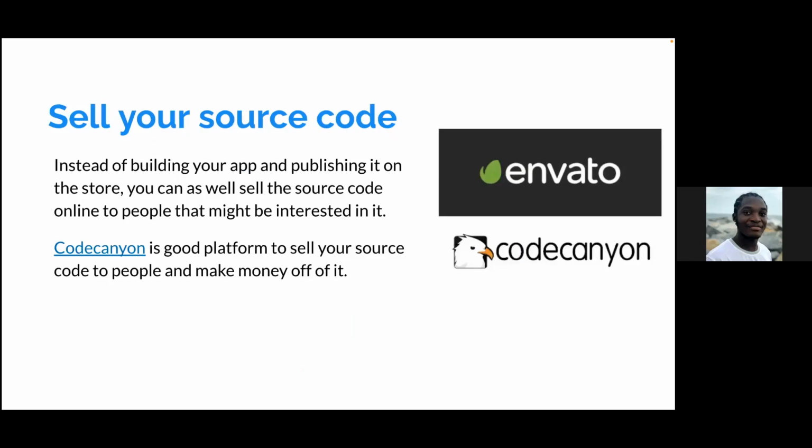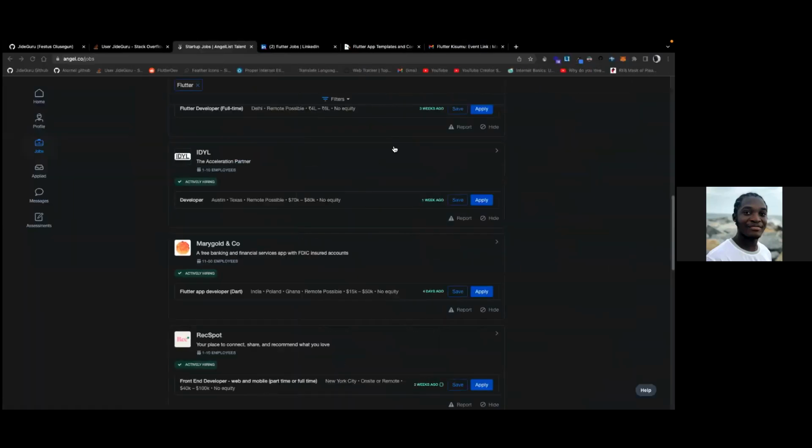Okay, so I think this is the last point: selling your source code. A lot of people don't really talk about this, but instead of building your app and publishing it on the store, you can as well sell the source code online to people that might be interested in it. Code Canyon is a good platform to sell your source code and make money off it.